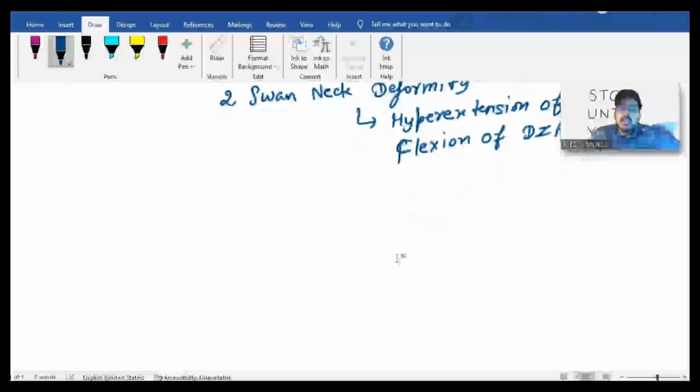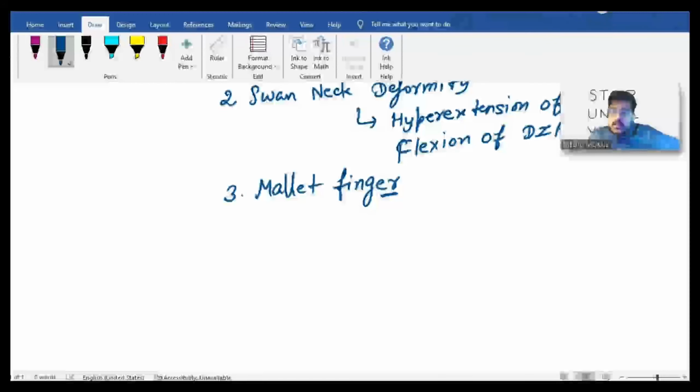Other things we will see in this condition, that is the mallet finger. Which one? Mallet finger. So remember this one as well. This one is known as the mallet finger. Also remember, that is not so important, but you can remember it like that.